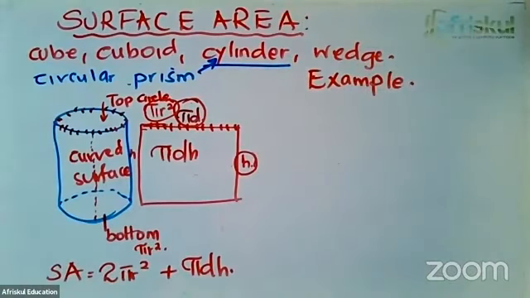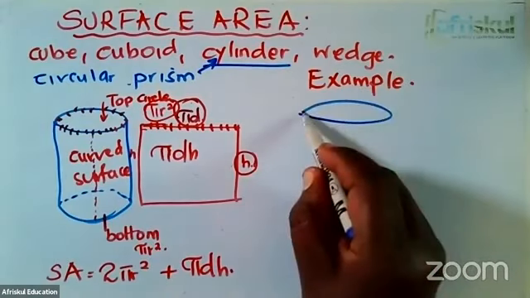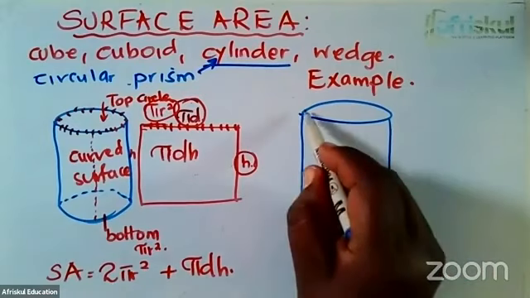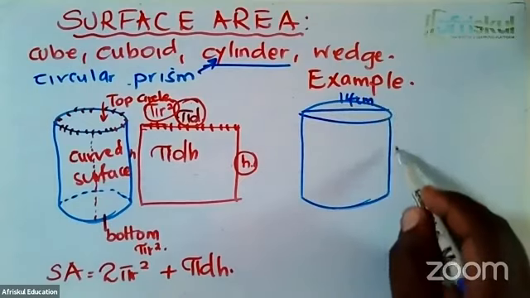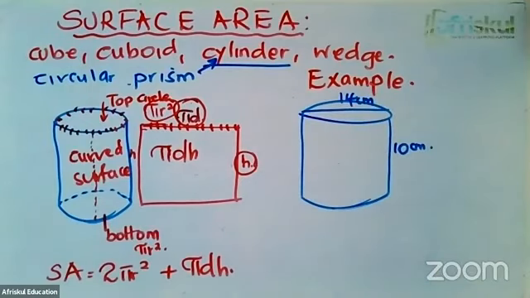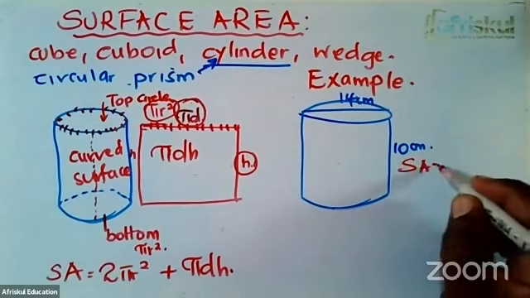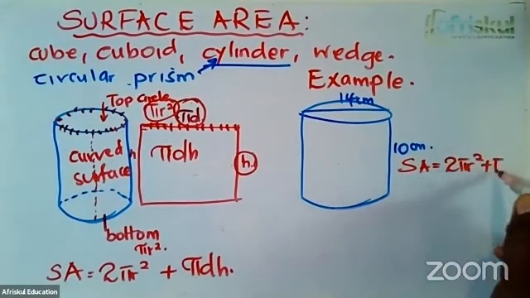Find the surface area of a cylinder whose diameter is 14 centimeters and its height is 10 centimeters. Step number 1 is to indicate the formula: the surface area is equal to 2 pi r squared plus pi d h.